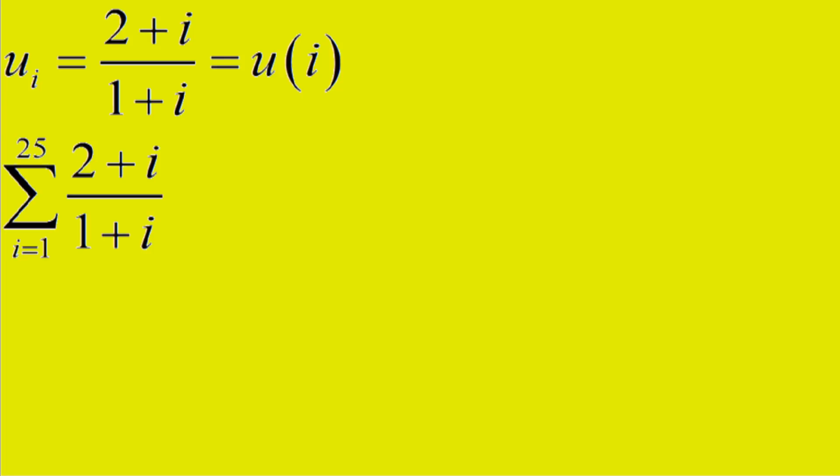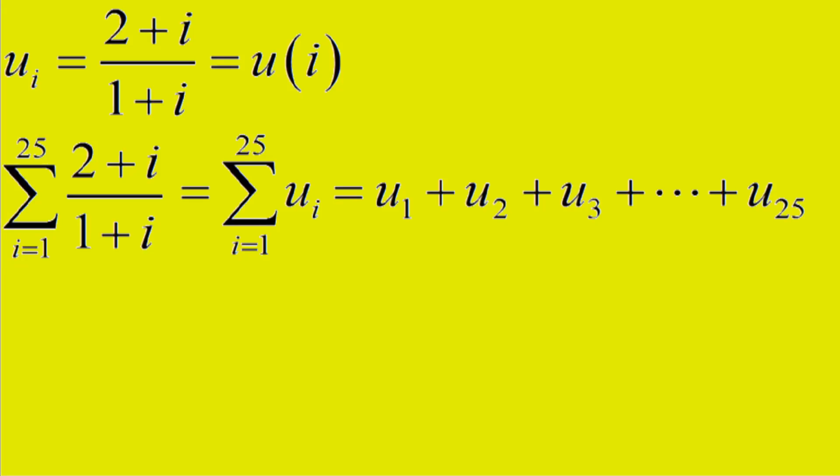We could write it like this, but that looks a little messy and cluttered, so we'll substitute it by just writing u of i. That way, the sum is just u1 plus u2 plus u3 all the way up to u sub 25. Notice that we use the dot dot dot, so we don't have to write every single term.